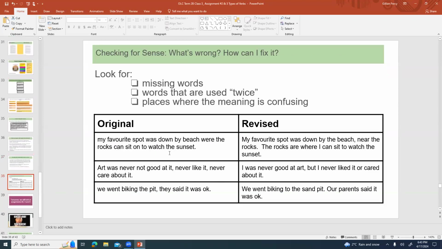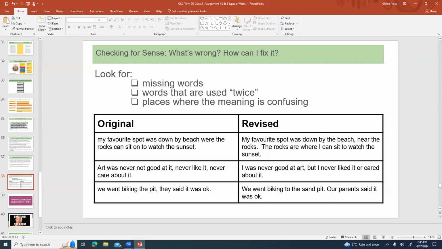So here I've got some original sentences and they have some problems. Are there words missing? Are there words that got used twice or places where the meaning is confusing? "My favorite spot was down by beach where the where the rocks can sit on to watch the sunset." So there's some problems there. So I fixed it a little bit. "My favorite spot was down by the beach near the rocks. The rocks are where I can sit to watch the sunset."